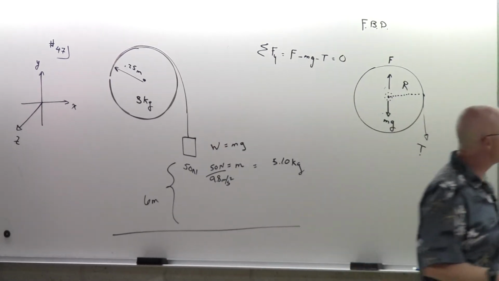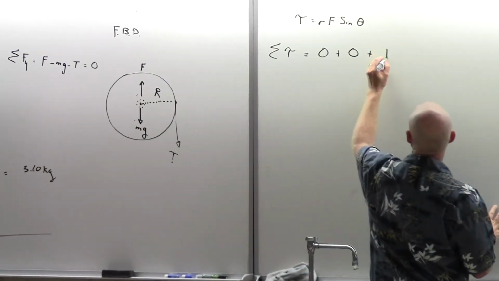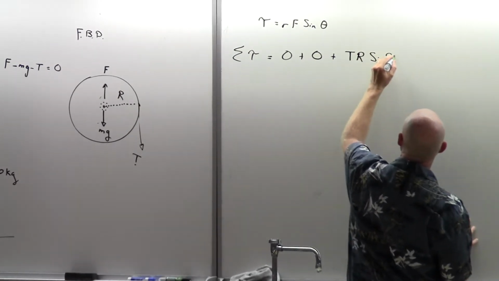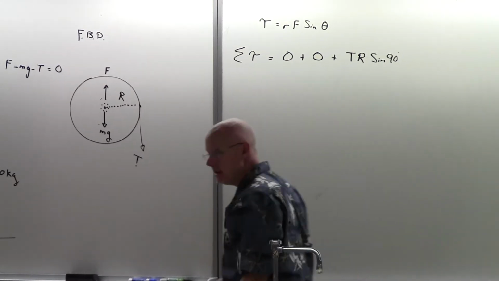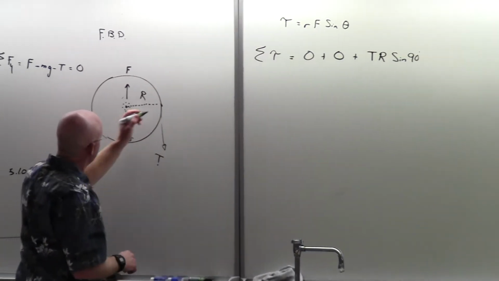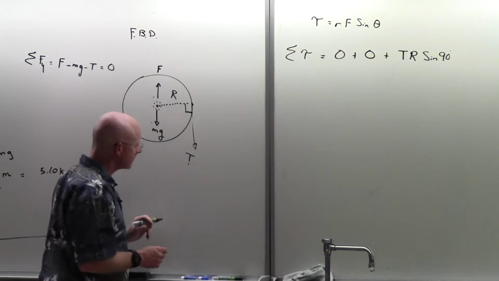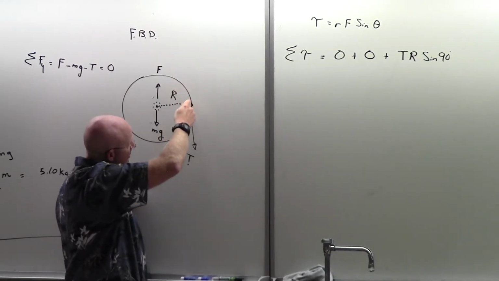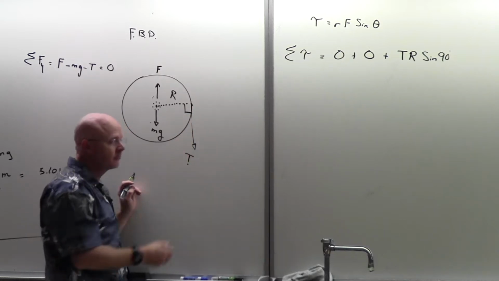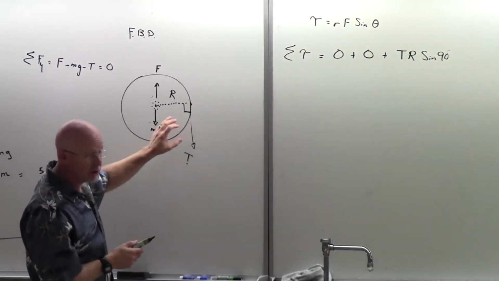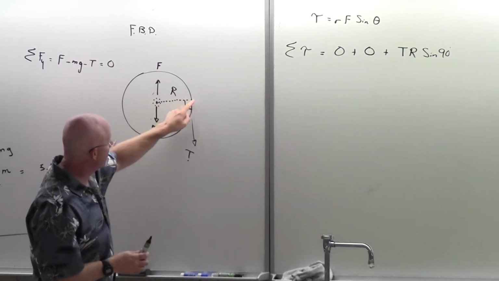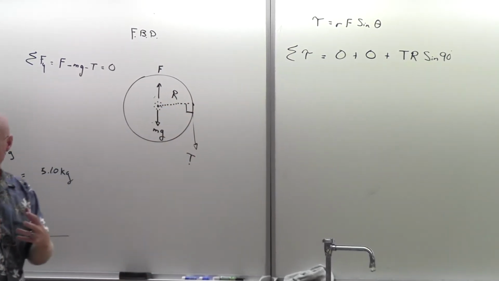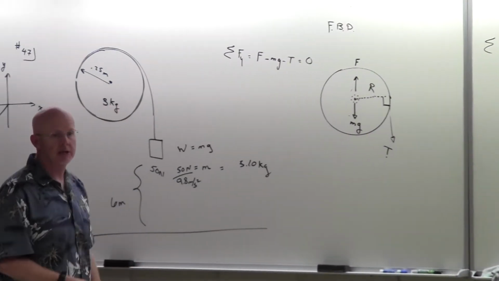And so I would say the torque is the tension in the string times the radius times the sine of an angle of 90 degrees. I've got to look a little closer, but the string is going to come off as it wraps around tangentially to the circle. And so there is a 90-degree angle between the lever arm R and the force, which is the tension in the string, making it rotate.